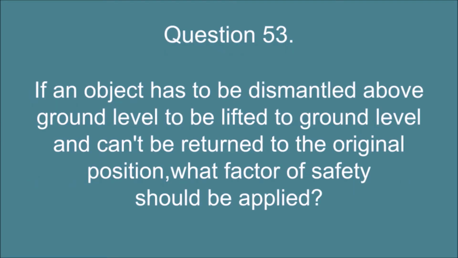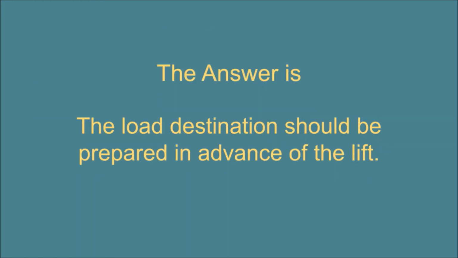Question 53. If an object has to be dismantled above ground level to be lifted to ground level, and can't be returned to the original position, what factor of safety should be applied? The answer is the load destination should be prepared in advance of the lift.